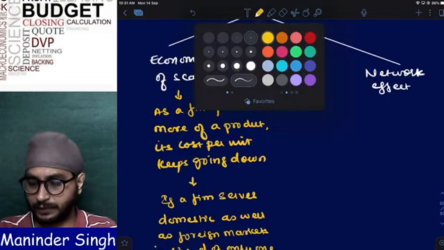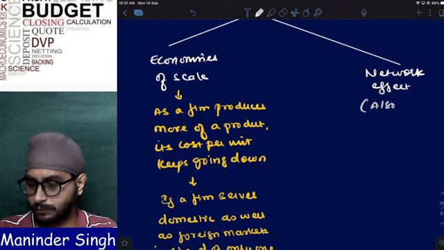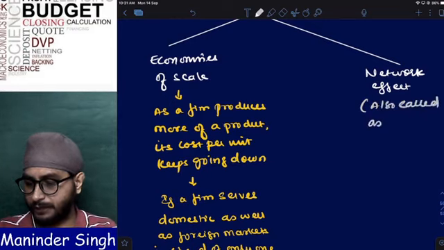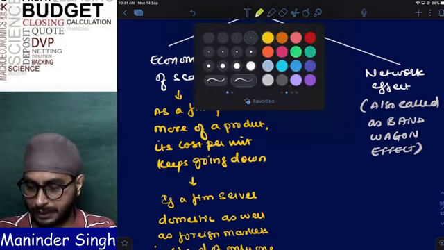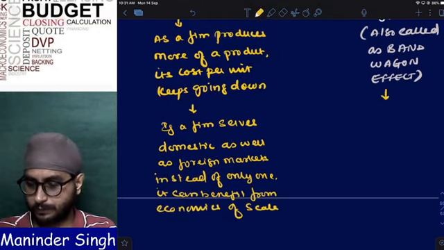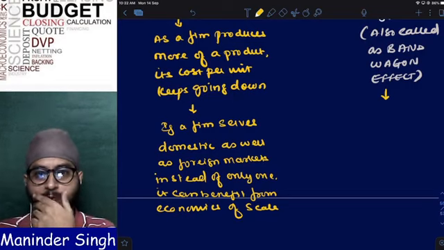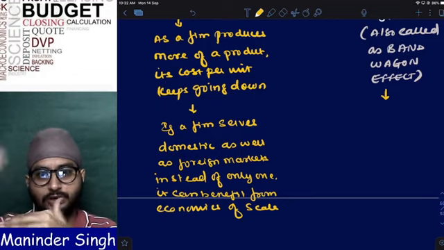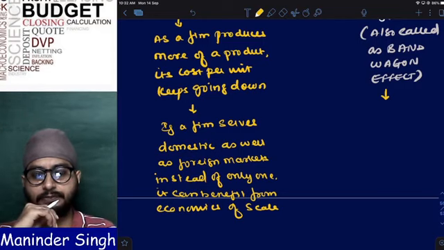Next, network effect. This is also called the bandwagon effect. Clear? Sir, but what do we mean by bandwagon effect? Let us say my product is used by two people. Value is less. My product is used by 10 people. Value will increase or not? My business value will increase or not?